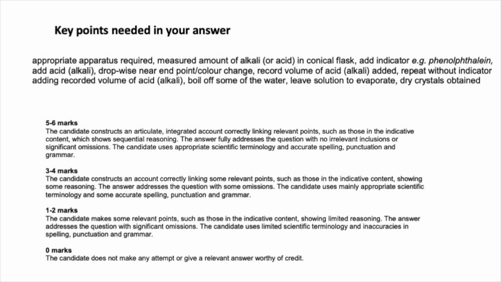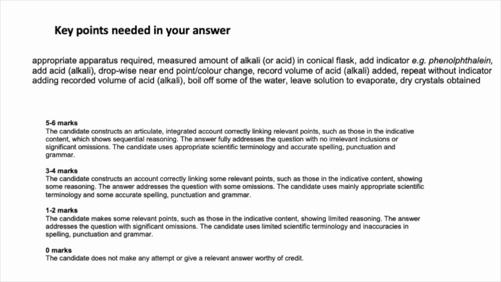Step 2 would be to add indicator to this. So this could be phenolphthalein, the indicator we used in the video. You then fill up your burette with acid, if you decided to put the alkali in the conical flask, and you note the initial volume. You then add the acid carefully to the conical flask of alkali and indicator, and you swirl this until the colour changes. That's because the end point is reached when the indicator changes colour.